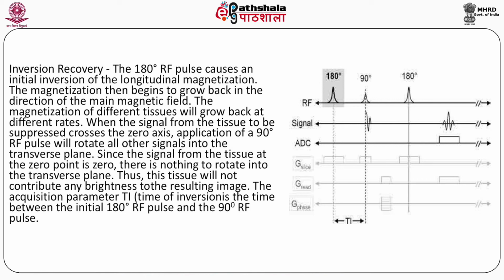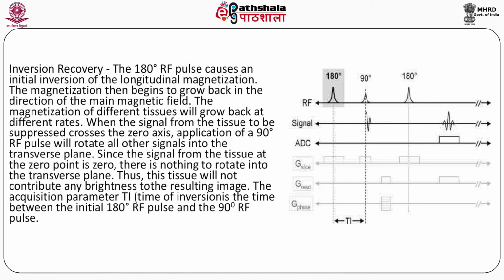The magnetization then begins to grow back in the direction of the main magnetic field, after applying the 180 RF pulse. The magnetization of different tissues will grow back at different rates. When the signal from the tissue to be suppressed crosses the 0 axis, applying a 90 RF pulse will rotate all the signal into the transverse plane.